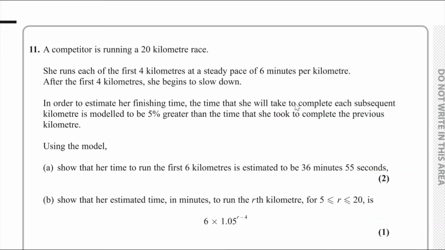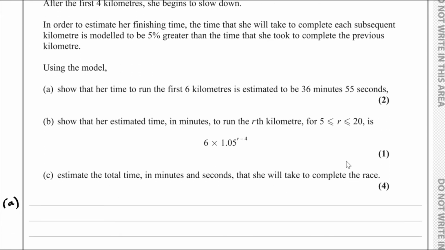Question number 11. A competitor is running a 20-kilometer race. She runs each of the first 4 kilometers at a steady pace of 6 minutes per kilometer. After the first 4 kilometers, she begins to slow down. In order to estimate her finishing time, the time that she will take to complete each subsequent kilometer is modelled to be 5% greater than the time that she took to complete the previous kilometer. Using the model, for part A, we have to show that her time to run the first 6 kilometers is estimated to be 36 minutes 55 seconds.